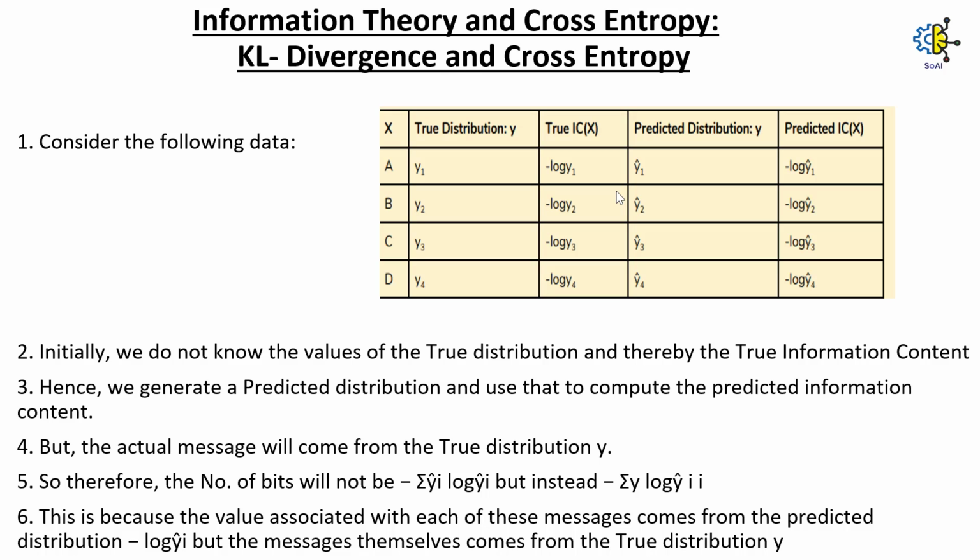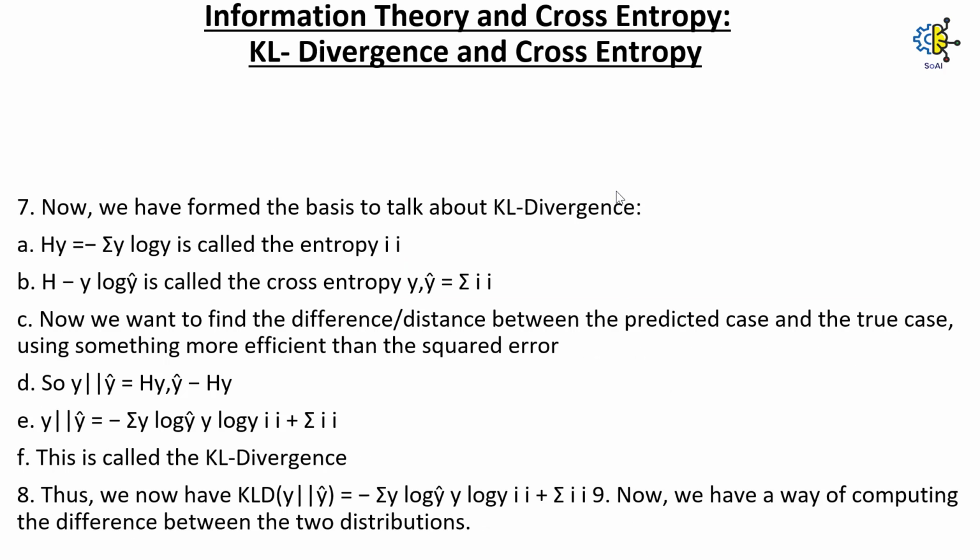So therefore, the number of bits will not be minus summation of y cap i log y cap i, but instead is negative of summation y log y cap i. This is because the value associated with each of these messages comes from the predicted distribution, but the messages themselves come from the true distribution y. Now we have formed the basis to talk about KL divergence.